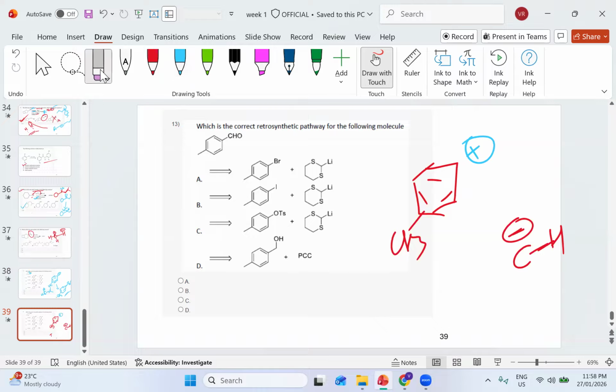And if you look at the examples, what we have here, so we have the bromo, but bromo is not a good leaving group. We have the iodo. Iodo is a good leaving group. In this case, this is not the good leaving group. Okay, this is just straightforward.